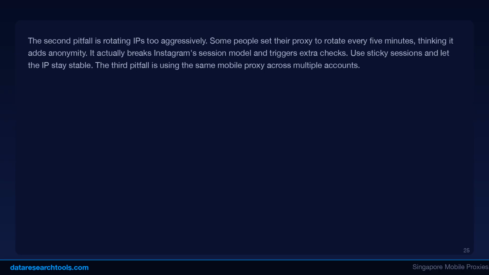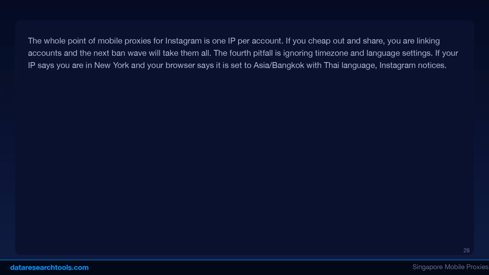The second pitfall is rotating IPs too aggressively. Some people set their proxy to rotate every 5 minutes, thinking it adds anonymity. It actually breaks Instagram's session model and triggers extra checks. Use sticky sessions and let the IP stay stable.